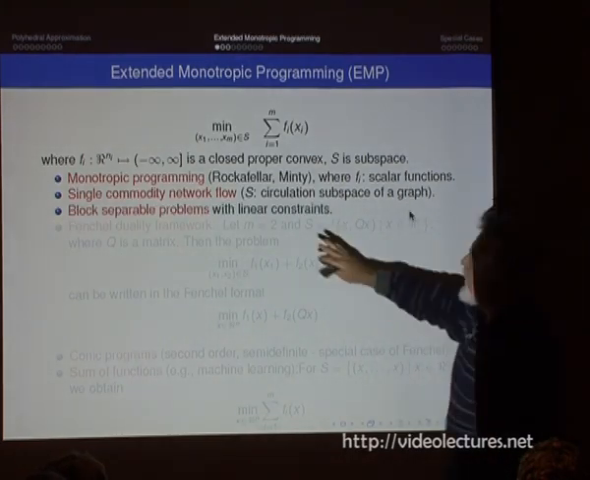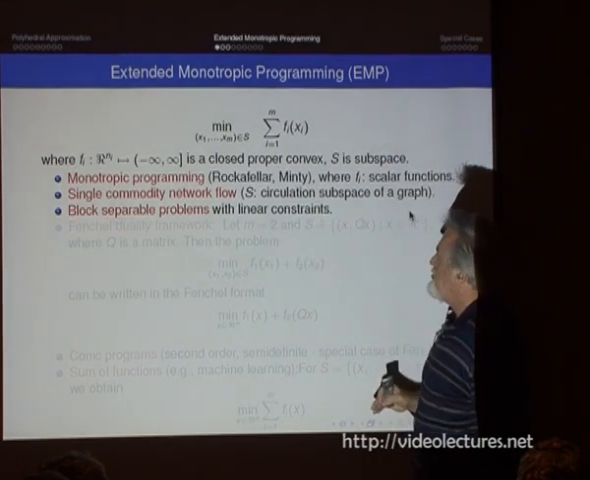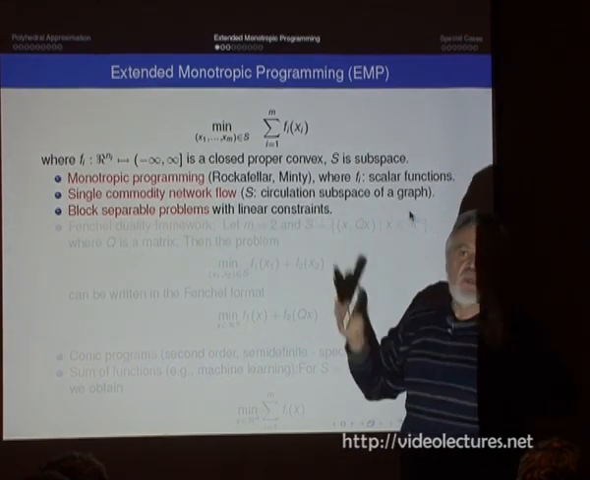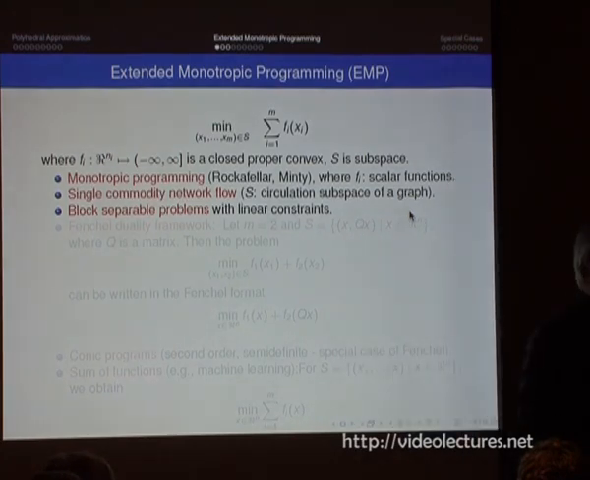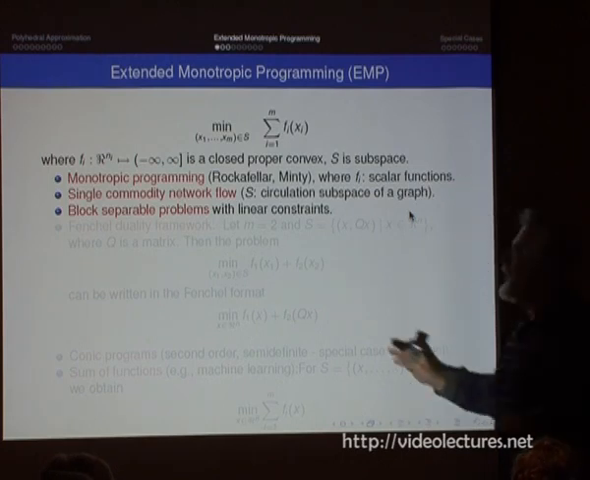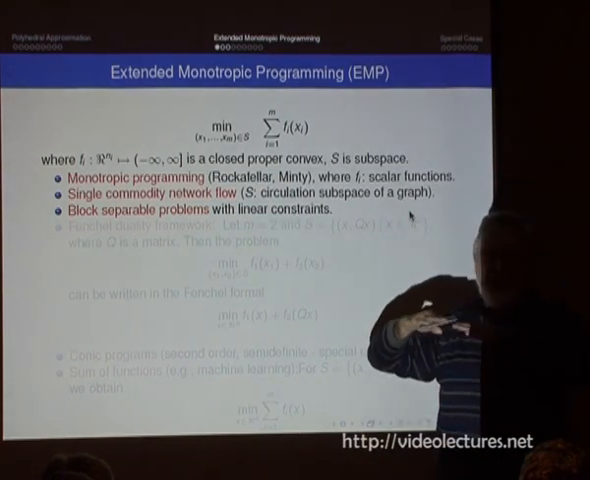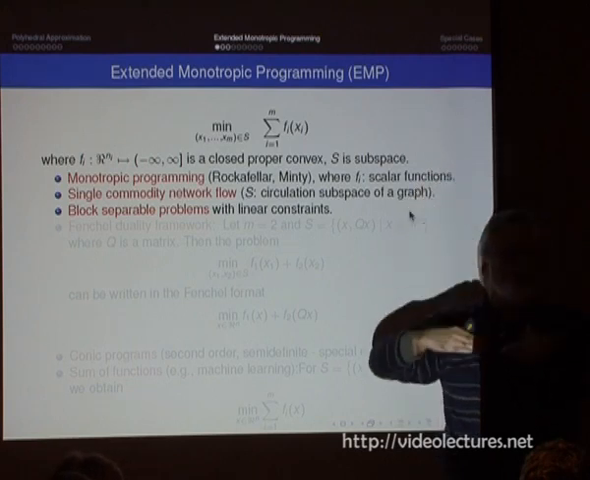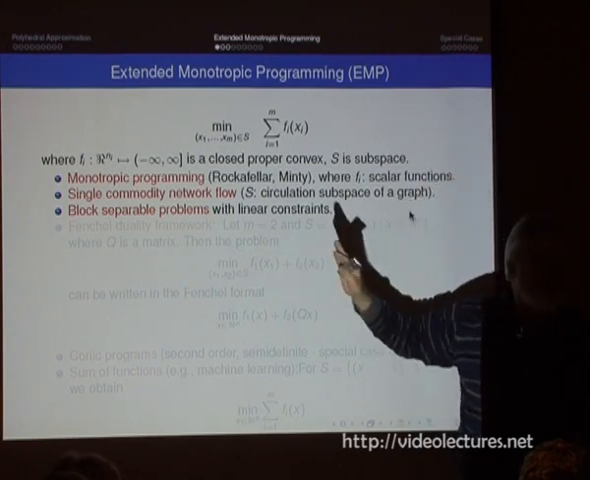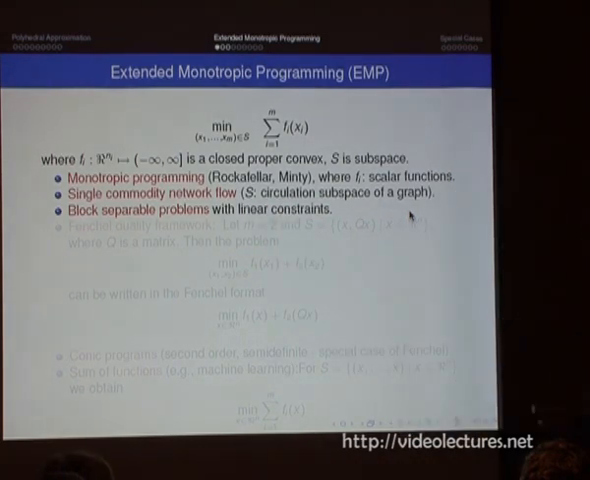Then we have block separable problems with linear constraints. Special cases are linear programming, quadratic programming, just about any separable problem with convex cost and linear constraints maps into this. Let me also mention that even though we have a subspace constraint here, I can easily change that to a general linear constraint simply by a translation argument. So there is no loss of generality in restricting the constraint set to be a subspace.